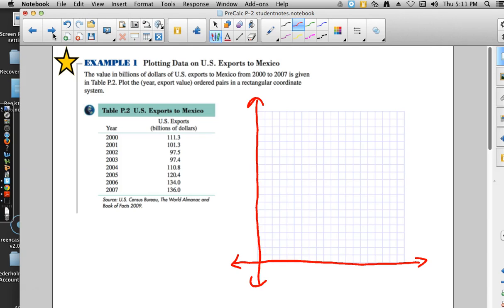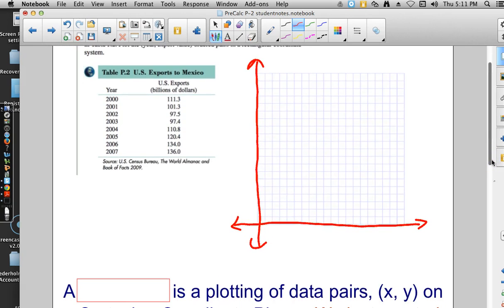So now what? Well, we need to spread out our years down here on our x-axis, and we need it to go from 2000 to 2007. I'd like to have a little bit of room, so maybe I'll go every two. This is a 20 by 20 grid, by the way. So we'll make this one 2000, this one 2001, 2002, 2003, etc.